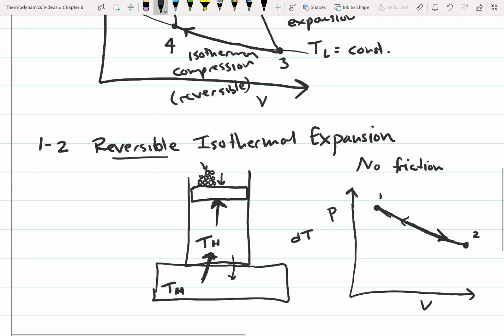Let's draw this in a different color. The process path that we're following when we expand the gas is going to be exactly the same as the process path that we take when we compress the gas. And so that's really what makes this reversible.